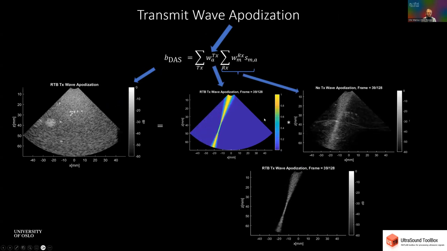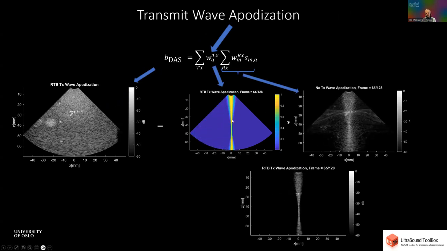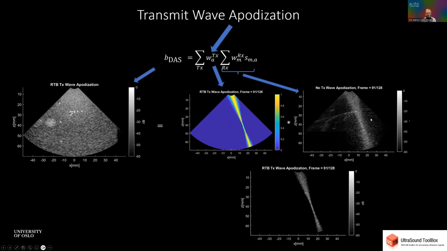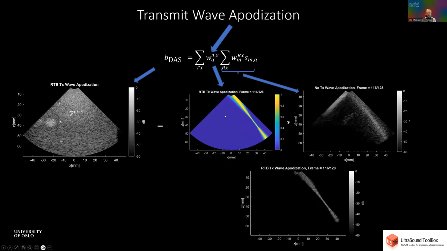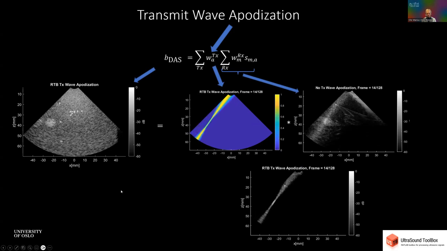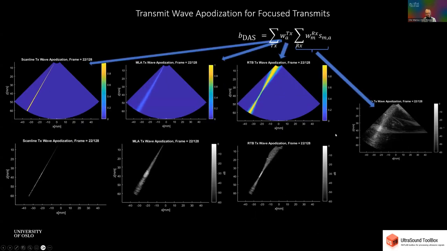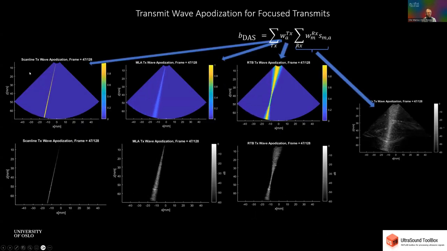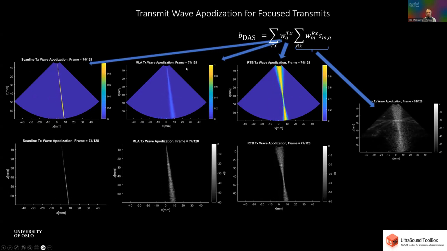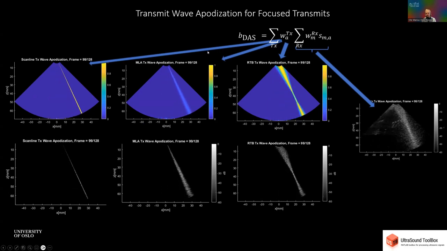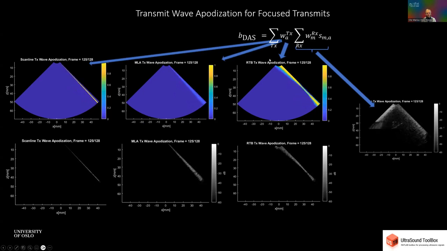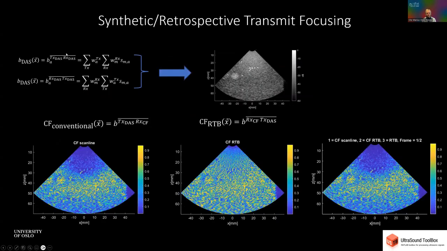To do RTB beamforming, we use hourglass-shaped transmit wave apodization, masking out the region insonified, so that we exploit the overlap between the transmits. But actually, the only difference between RTB beamforming and more conventional scanline or MLA beamforming, as it's implemented in the generalized beamformer, is simply a difference of this transmit wave apodization.